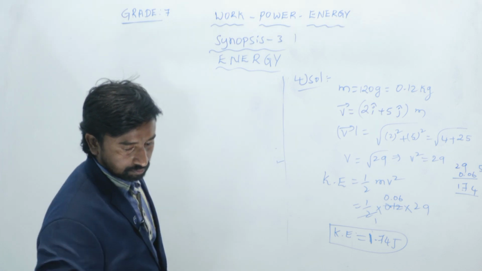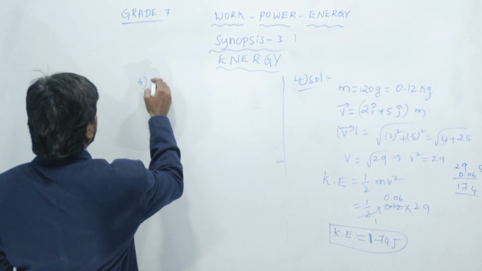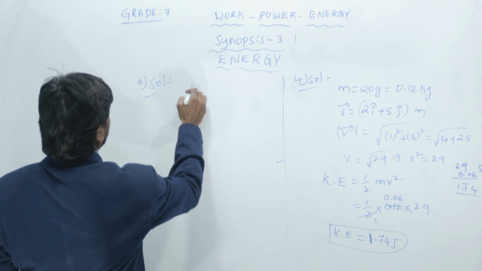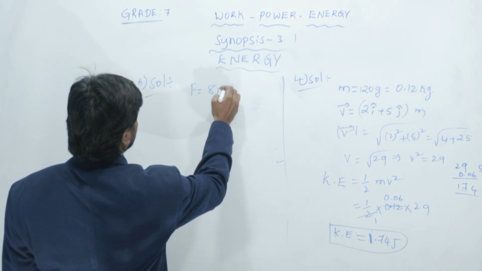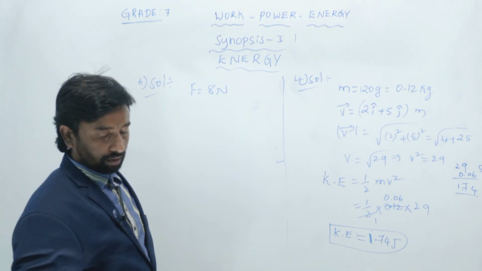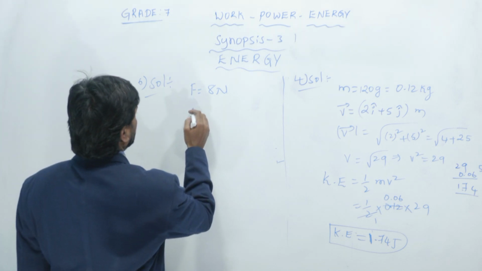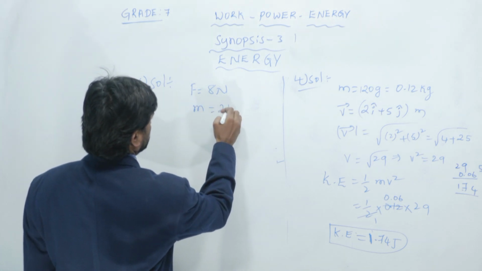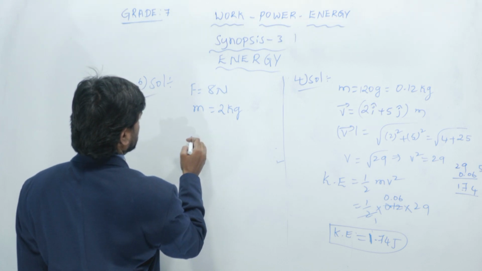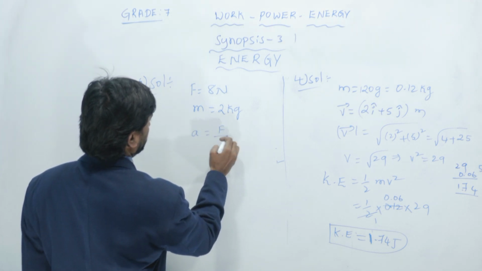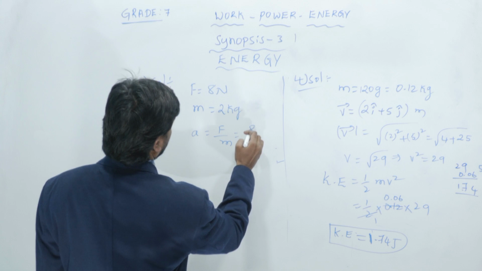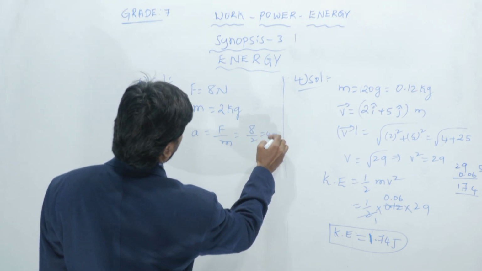Sixth problem. In the sixth question, the force applied is F equals 8 newtons, and the mass of the body is 2 kg. From F equals m a, we get a equals F by m. That is 8 divided by 2. We will get 4 meters per second squared acceleration.